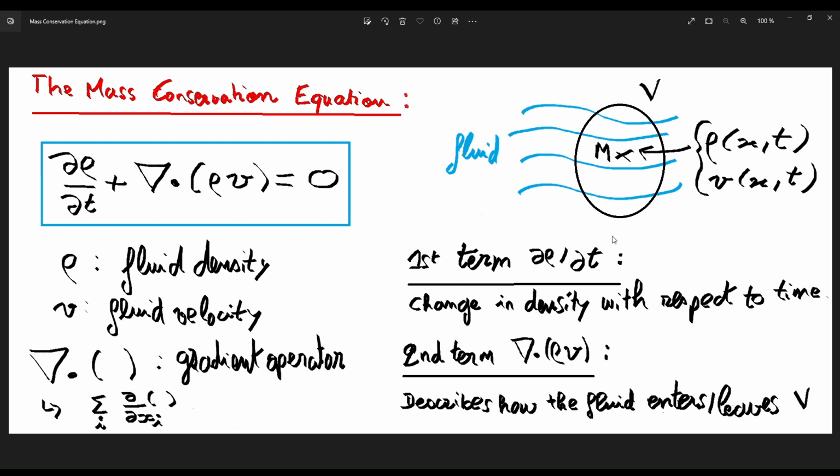The second term, nabla applied to rho times v, the divergence of the mass flux vector, accounts for the flow of fluid across the controlled volume's boundaries. It describes how the fluid is entering or leaving the controlled volume, thereby affecting the overall mass within it.